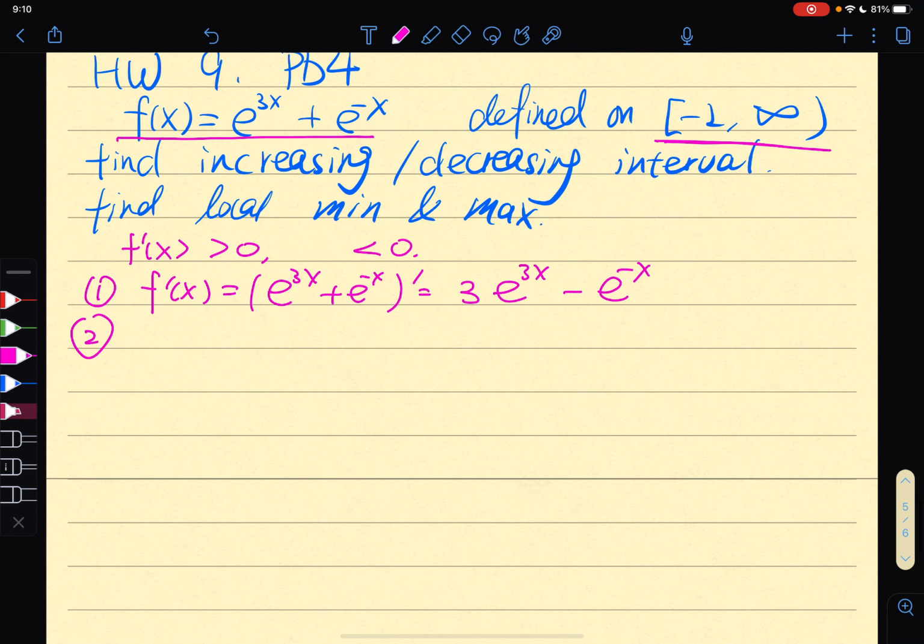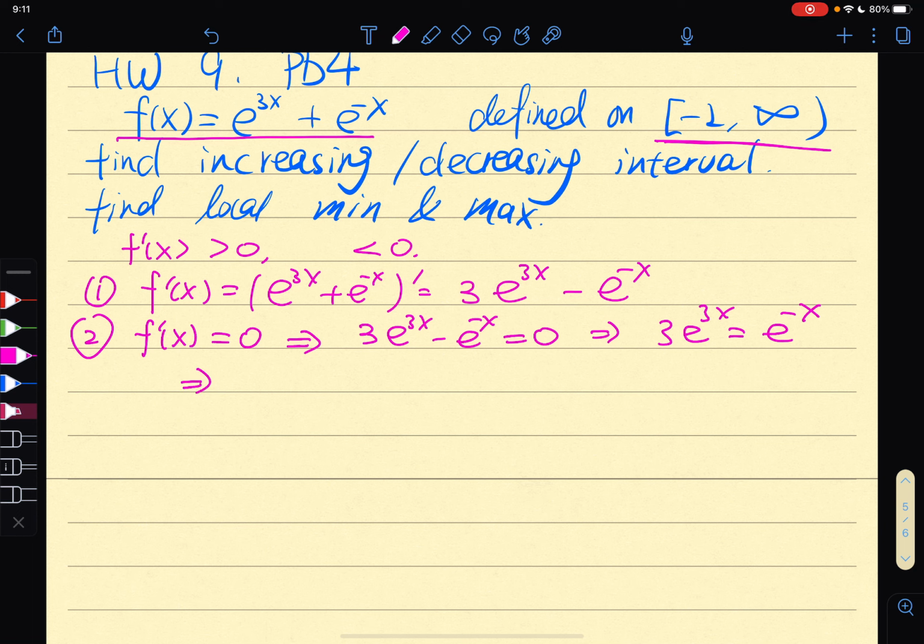In order to find whether something is greater than or less than 0, it's easier to find where it's exactly 0 first. So I end up with f prime of, my bad, I end up with 3e to the 3x minus e to the negative x being 0. That is to say 3e to the 3x is e to the negative x. So we end up with 3e to the 3x times e to the x being e to the negative x times e to the x. So we have 3e to the 4x equals 1.